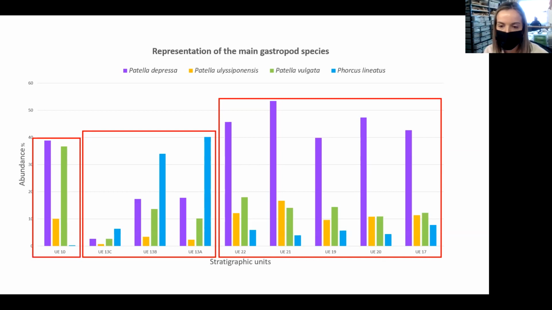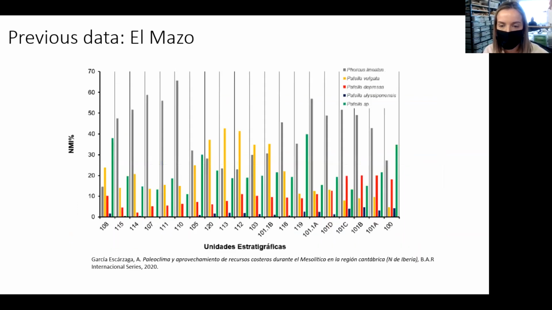And finally, in the younger units located in Area B, assemblages are clearly dominated by the limpet Patella depressa and, to a lesser extent, Patella vulgata and Patella lusitanica. In these units, we can observe a dramatic decrease in the amount of top shells Phorcus lineatus compared to the units from Area A. Therefore, there is a significant change in the most collected species through time.